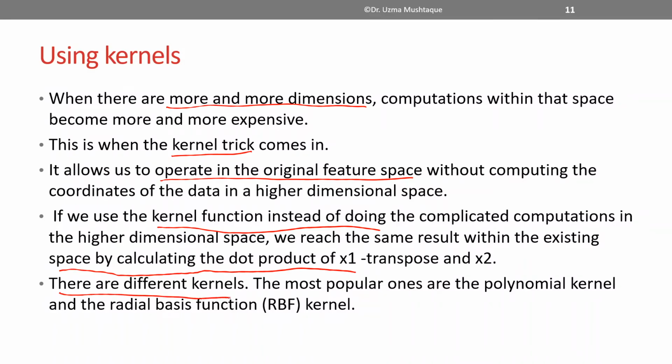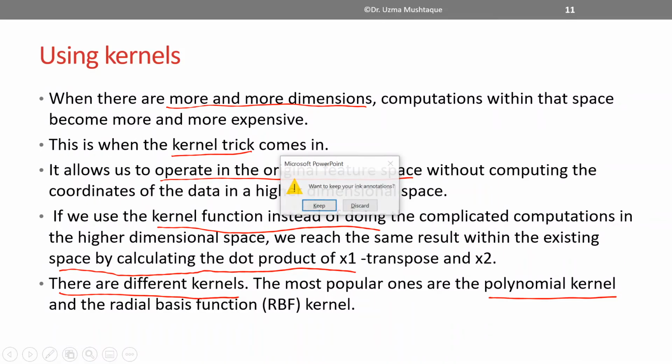Many different kernels are available. If you're simply interested in using them, some of the most popular ones are the polynomial kernel, the radial basis function kernel, and so on. These are all available in packages, whether you're working with R or with Python. Okay, so this was all about support vector machines. Let's go and look at its application in Python.